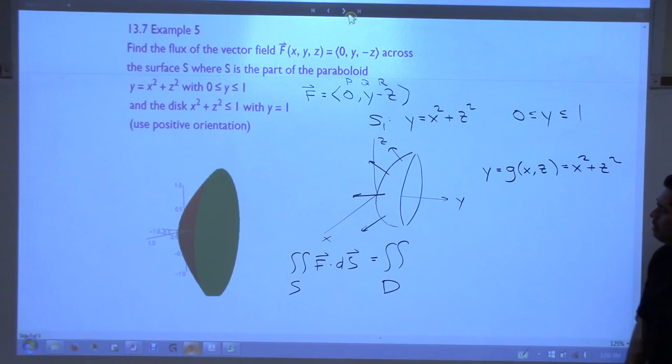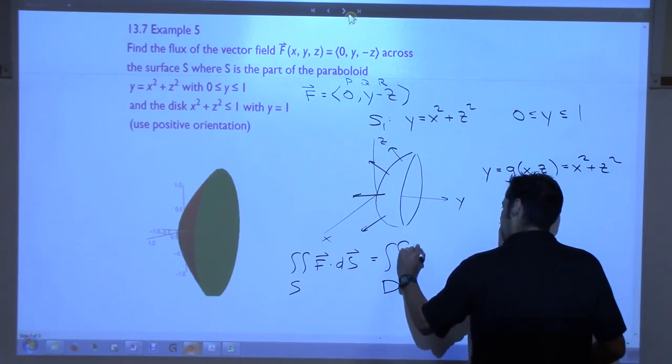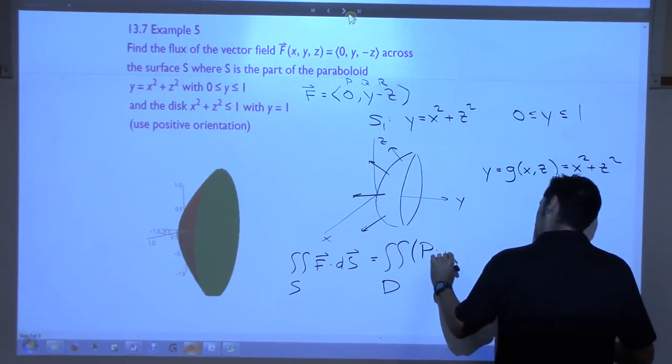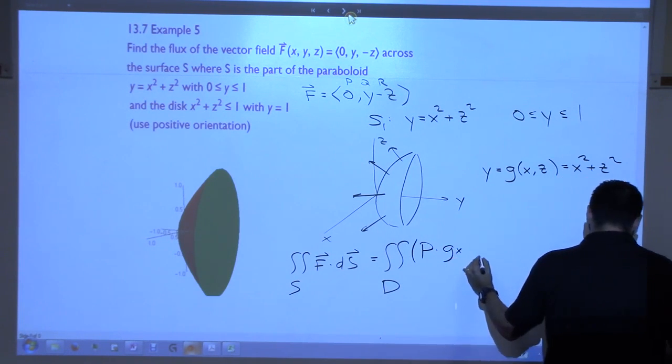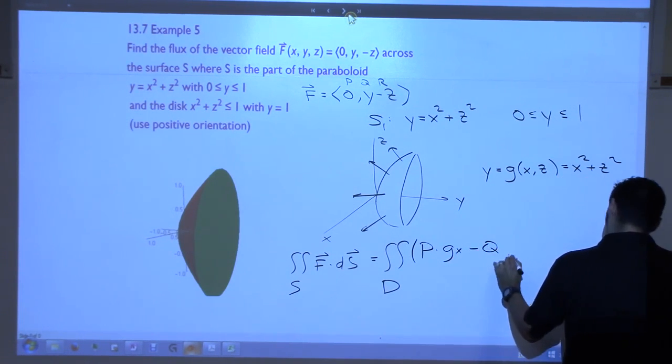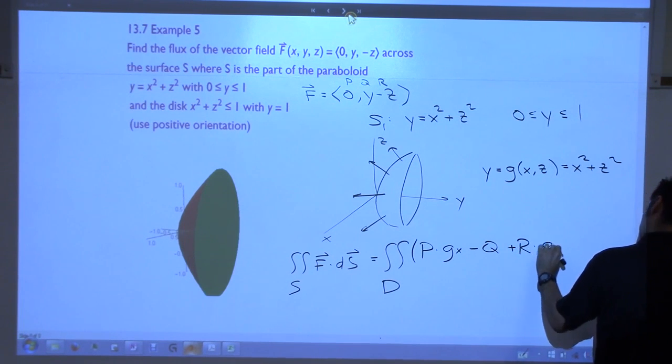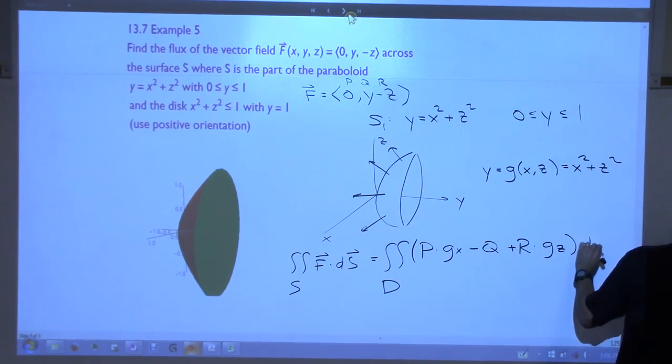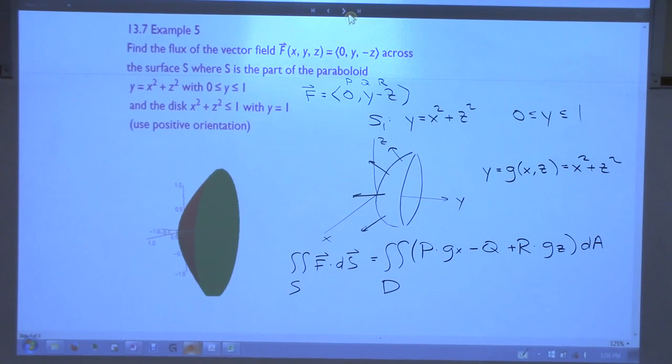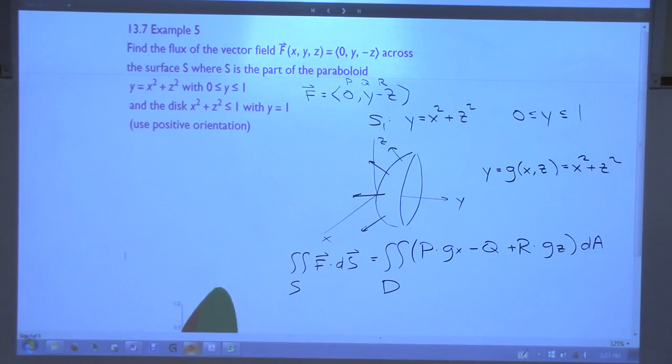All right? And then it's going to be P times the partial of g with respect to x, minus Q, plus R times the partial of g with respect to z, then with respect to area. We okay with that? No questions? No? All right, let's plug some stuff in here. This should be pretty clean.